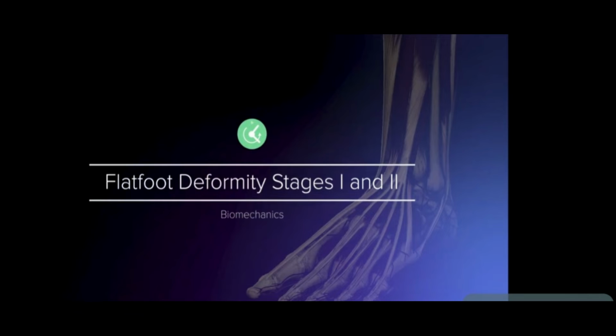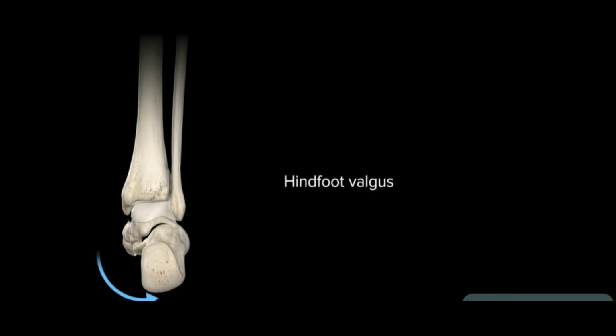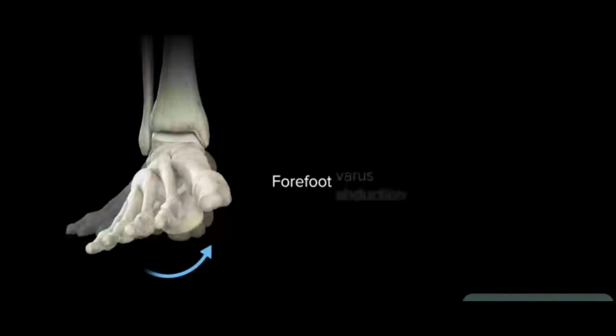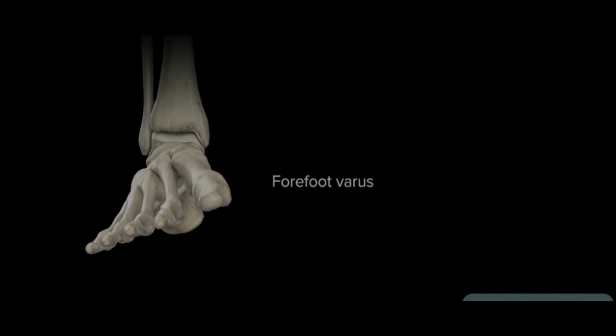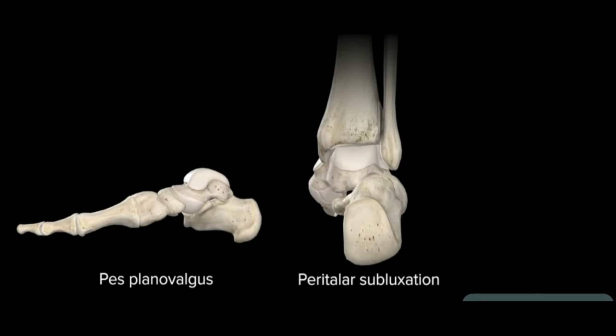A discussion on the biomechanics of adult-acquired flat-foot deformity, stages 1 and 2. When we refer to a flat-foot deformity, we are generally referring to varying degrees of hindfoot valgus, forefoot abduction, forefoot varus, and progressive pes plano valgus, with peritalar subluxation.